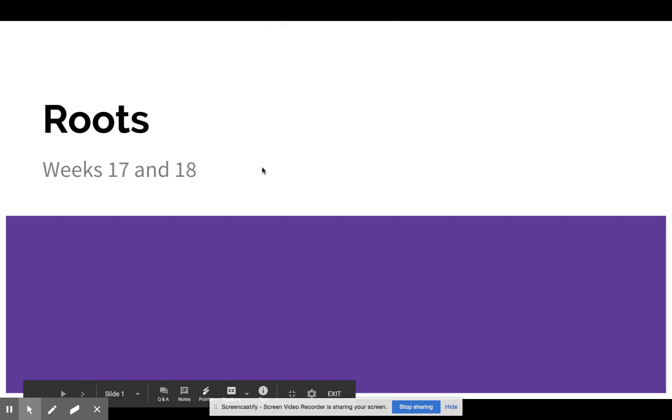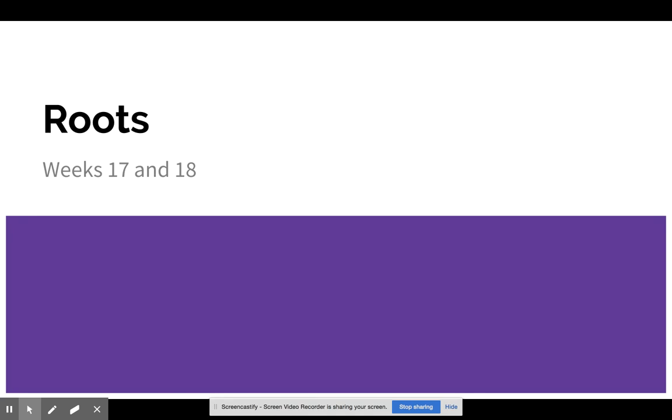Hi guys, so we're going to be trying something new. We're going to be doing a Screencastify with the roots so I can talk you through the definitions, give you some ideas about context and how you would use the words. That way you can follow along as you're copying them down.